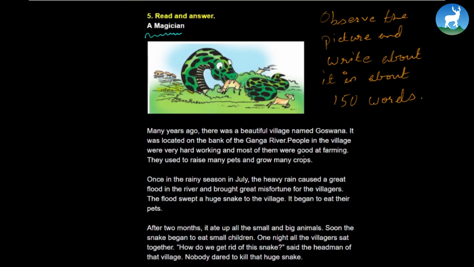Many years ago, there was a beautiful village named Goswana. It was located on the bank of the Ganga River. People in the village were very hardworking and most of them were good at farming. They used to raise many pets and grow many crops. Once in the rainy season in July, the heavy rain caused a great flood in the river and brought great misfortune for the villagers. The flood swept a huge snake to the village. It began to eat their pets.